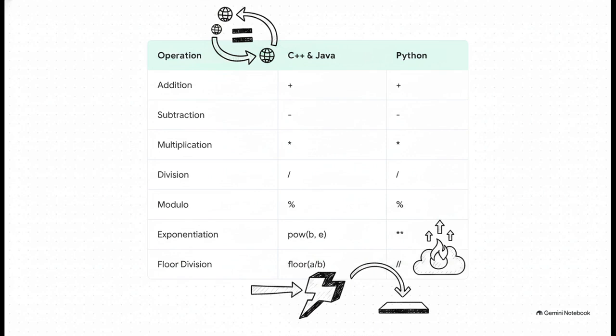But check out the bottom two rows. Python introduces some incredibly handy, unique shortcuts here. While C++ and Java actually require you to call specific math functions for things like exponents or floor division, Python lets you just drop in a double asterisk for a base to power calculation and a double slash to divide and instantly round down. Super clean.